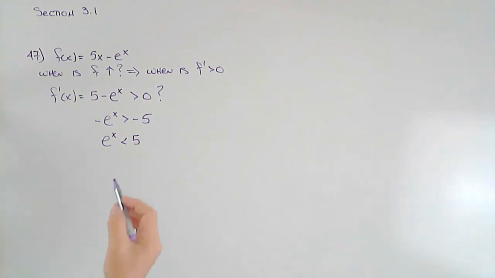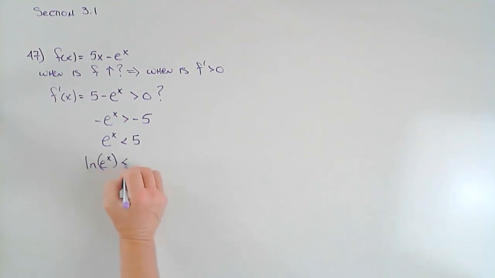Now, we have to get the x out of the exponent, right? And that's what logs do. So we take the natural log of both sides. The natural log of e to the x is less than the natural log of 5. That is x. So the answer is whenever x is less than the natural log of 5.